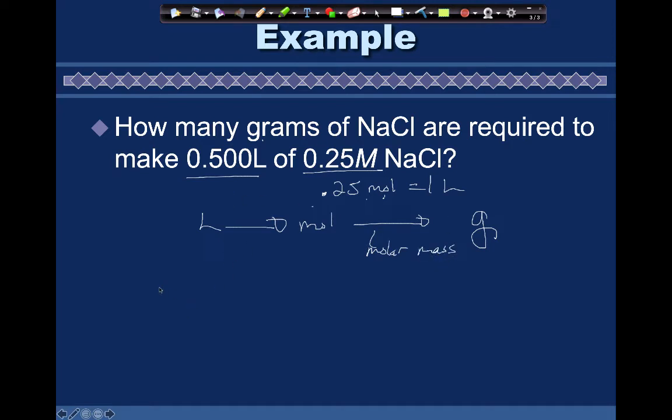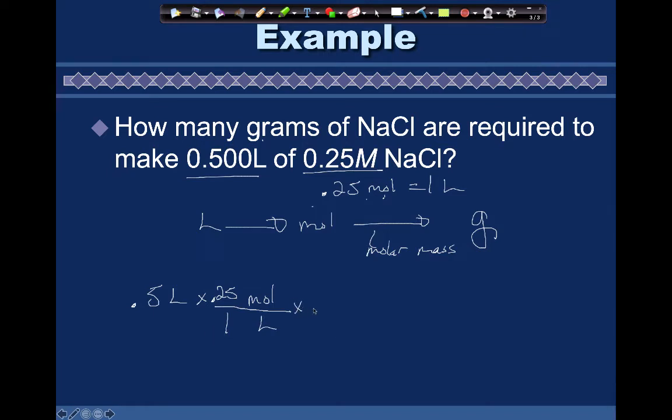So my starting point is my volume. I'm starting with liters. If I draw this map out, I know all these units go on the top. So I go to moles first, liters on the bottom, and I have a conversion factor between moles and liters, because that's what molarity is. So it's 0.25 moles is equal to 1 liter.